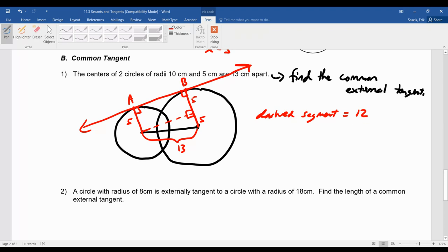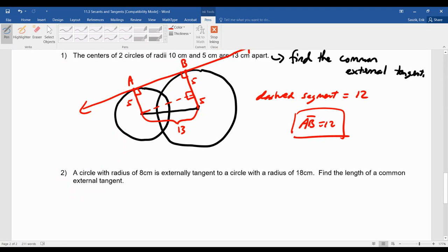Now, if the dashed segment is 12, AB, that's what we're finding, that's got to be 12 as well because you're dealing with a rectangle. So the common external tangent is that segment that connects the two tangent points. All right.